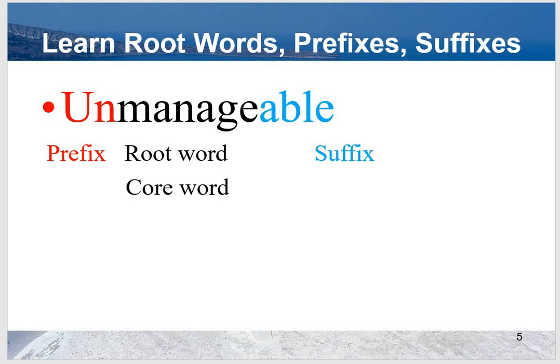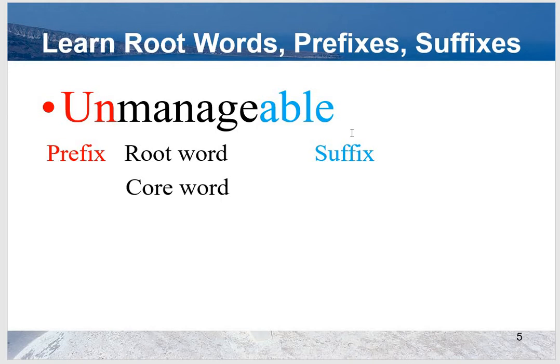Okay, the next strategy is to learn root words, prefixes, and suffixes. Understand this concept. The root word is manage. We also call it the core word. If I add one or two letters before the root word, that is called a prefix. Like un is a prefix. If I add a few letters at the end of the root word, that is called a suffix. We can add a prefix and suffix at the same time. We can add 3, 4, 5 suffixes at the same time.